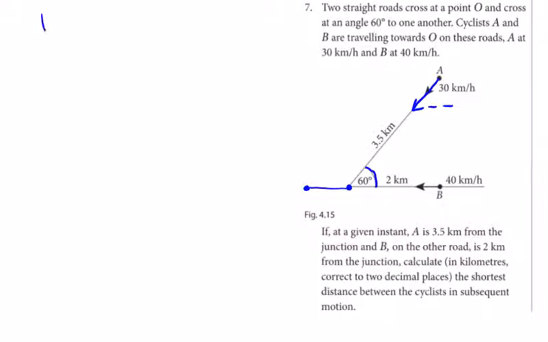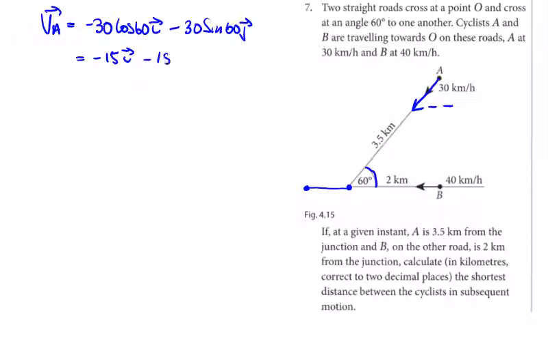So we'll get the velocity of A relative to B. We'll start off with the velocity of A. So it's negative 30 by the cos of 60 in the i direction, and negative 30 by the sine of 60 in the j direction. Cos of 60 is equal to half, so that's going to be negative 15 in the i direction, and the sine of 60 is root 3 over 2, so minus 15 root 3 in the j direction. We leave it like that for now.